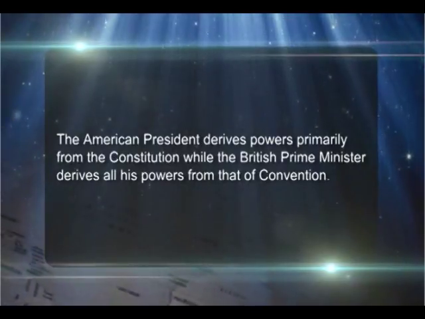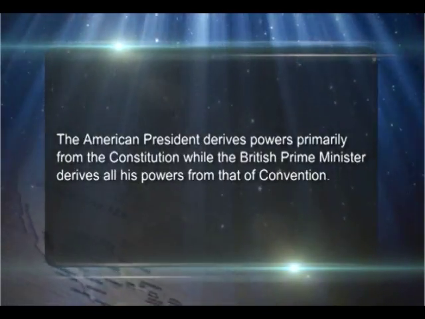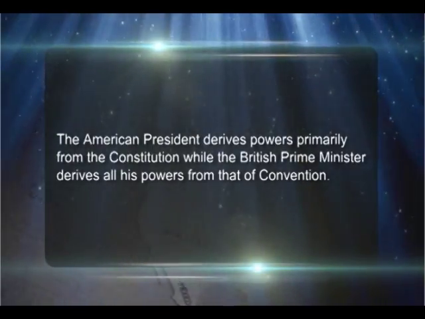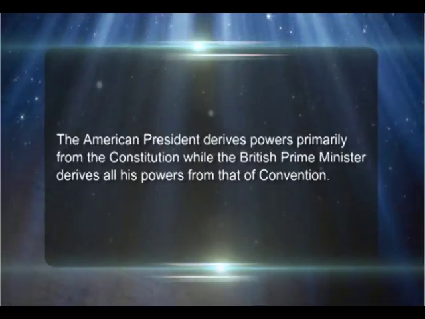War in Britain can be declared by the Crown, that is, the Prime Minister in practice. In USA, it is not the President, but a power of the Congress. In USA, the budget is prepared by the Bureau of Budget under the supervision of the President, but Congress can modify it. In UK, the budget prepared by the Chancellor of Exchequer under the direction of the Prime Minister is apt to be accepted by the House of Commons. The American President derives primarily powers from the Constitution, while the Prime Minister of Britain, on the other hand, derives all his powers from that of convention.